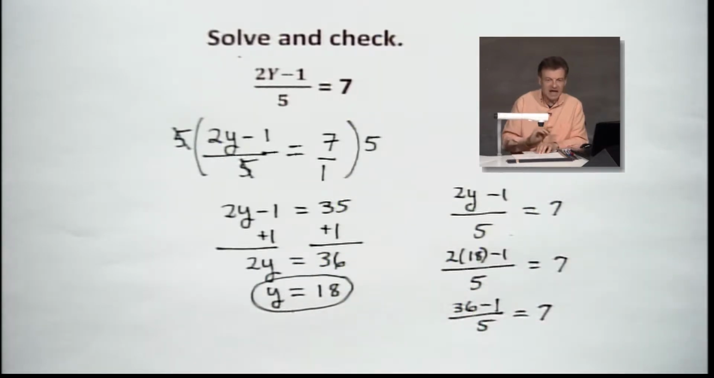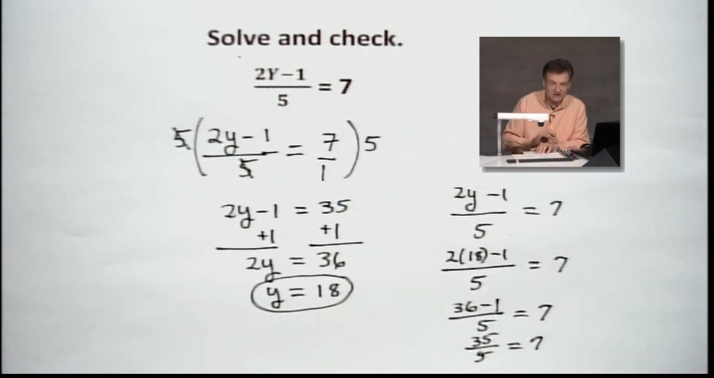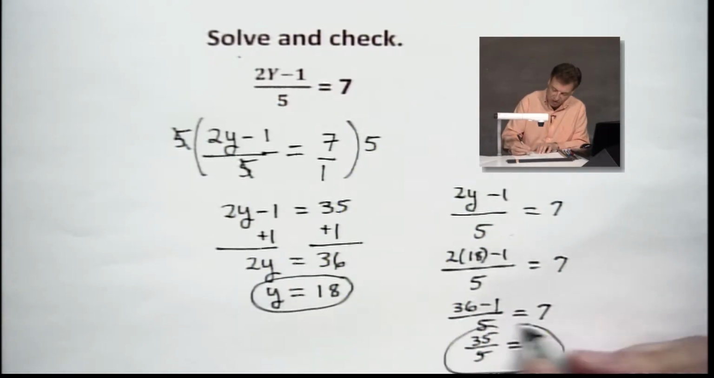Ha ha! Guess what we get? 35 over 5 equals 7. My dear friends, those are one and the same. They do check out.